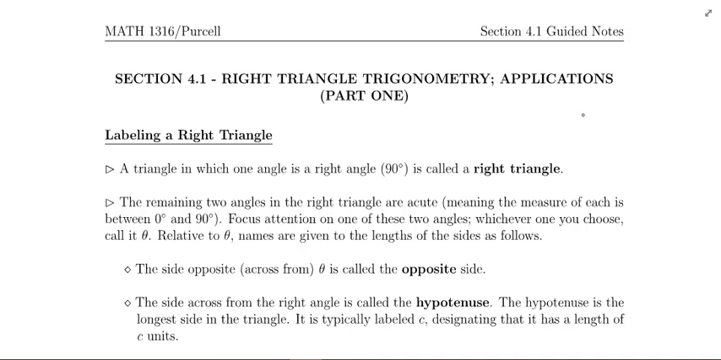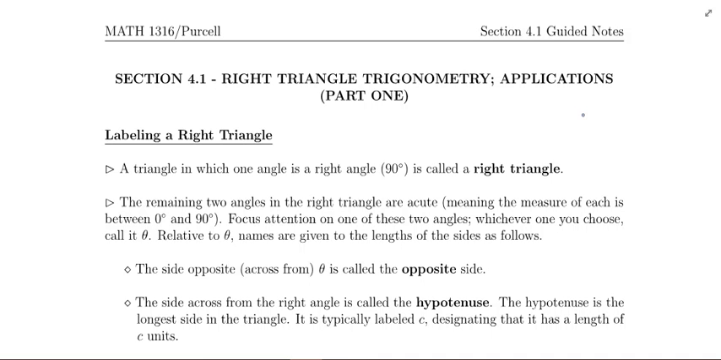The remaining two angles, because remember there are three angles in a triangle, the remaining two angles in the right triangle are acute. And that means that the measure of each is between 0 degrees and 90 degrees. An acute angle cannot be exactly 0 degrees and it cannot be exactly 90 degrees. The angle has to be strictly between 0 degrees and 90 degrees.